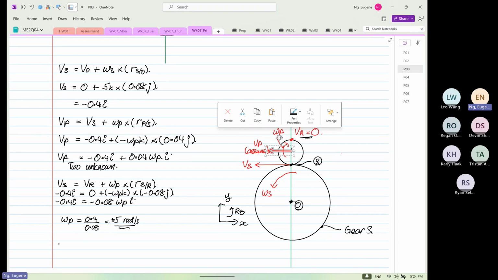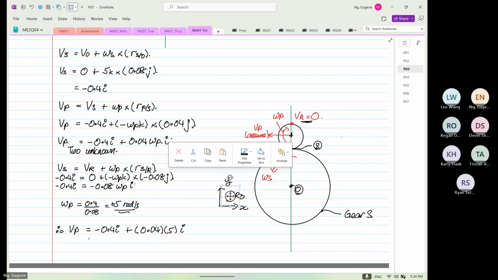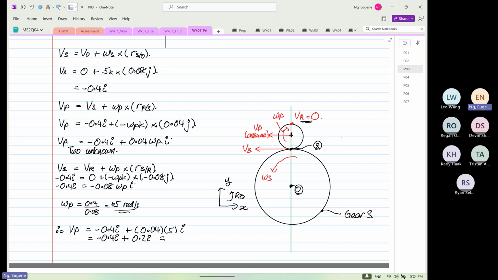So VP is equal to minus 0.4 I plus 0.04 multiplied by 5 I. So this will be equal to minus 0.4 I plus 0.04 times 5, which is 0.2 I. So this is equal to minus 0.4 plus 0.2, which is minus 0.2 I.